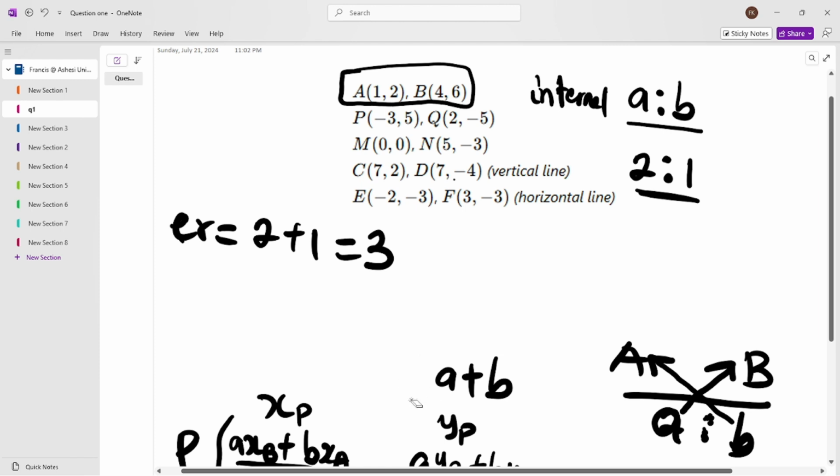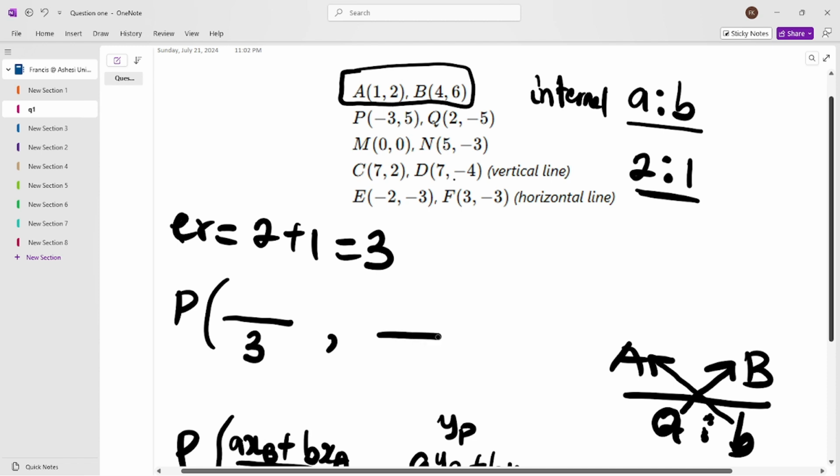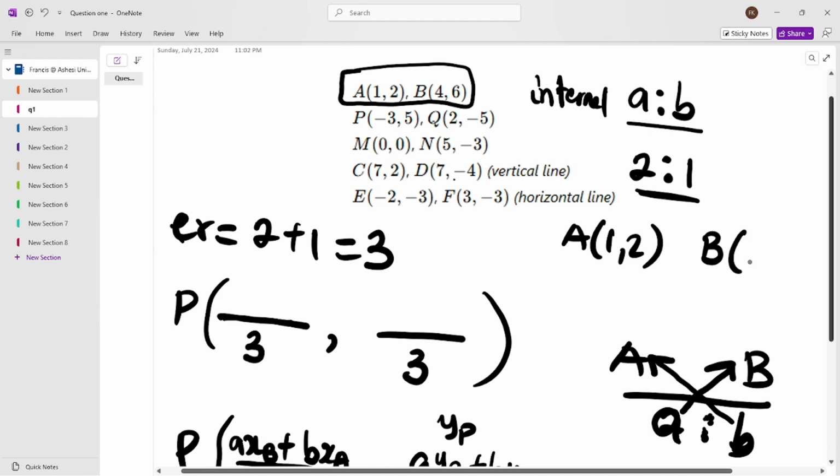Now we need to find the value for P, the point that is dividing. So the denominator for the X side is going to be 3. The denominator of the Y side is also going to be 3. The effective ratio is there. But what do we keep at the top? The ratio is 2 is to 1. So the points are A is 1, 2 and B is 4, 6.